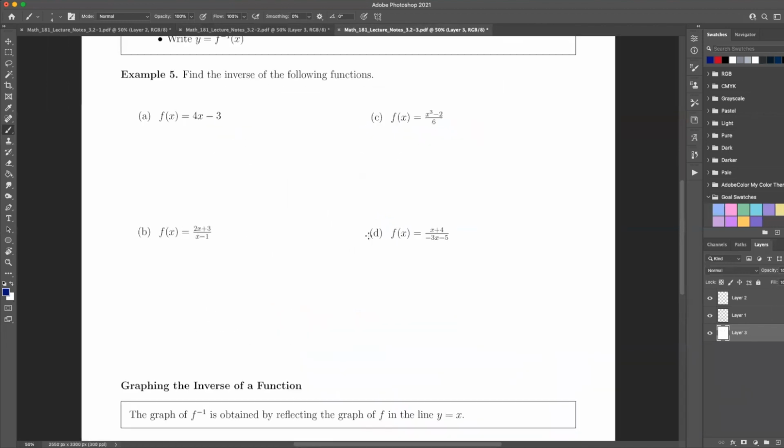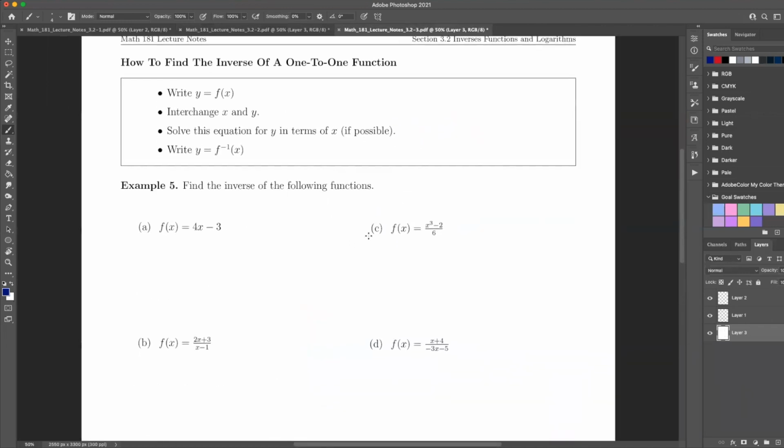All right, so let's find functions of things which are not exponential, and then the rest of this we'll be dealing with logs and stuff. So let's do some non-log stuff for a second. All right, so here are some steps for how to find an inverse.